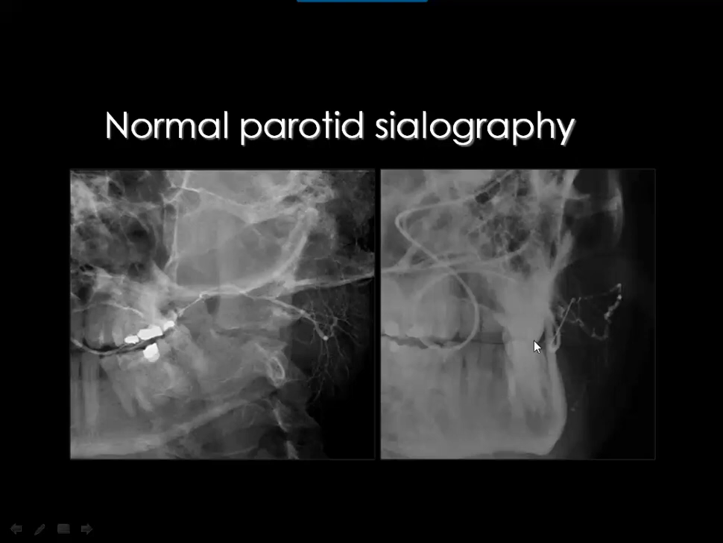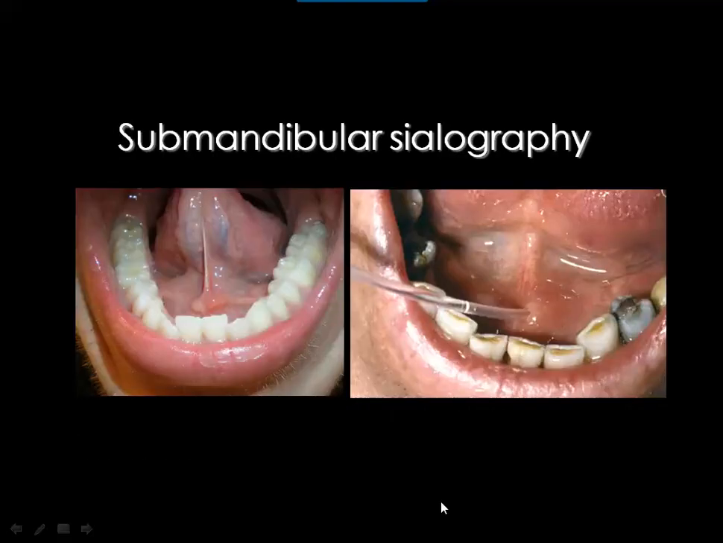In the frontal view, you can see the region of the parotid gland, and you see the main duct as well as the intraglandular branches. But usually the lateral or oblique views provide an optimal image for the main parotid duct, as you can see, for evaluation of filling defects or restrictions, and you can also show the intraglandular branches.